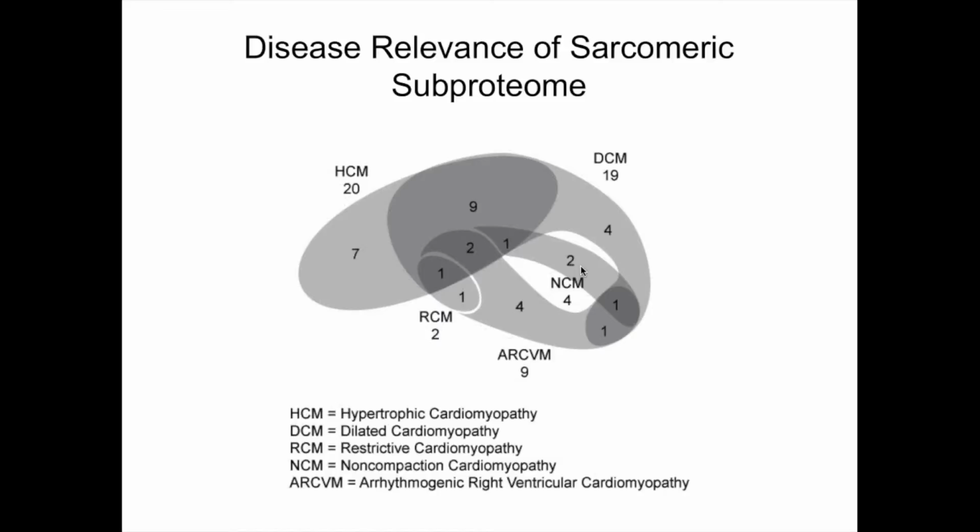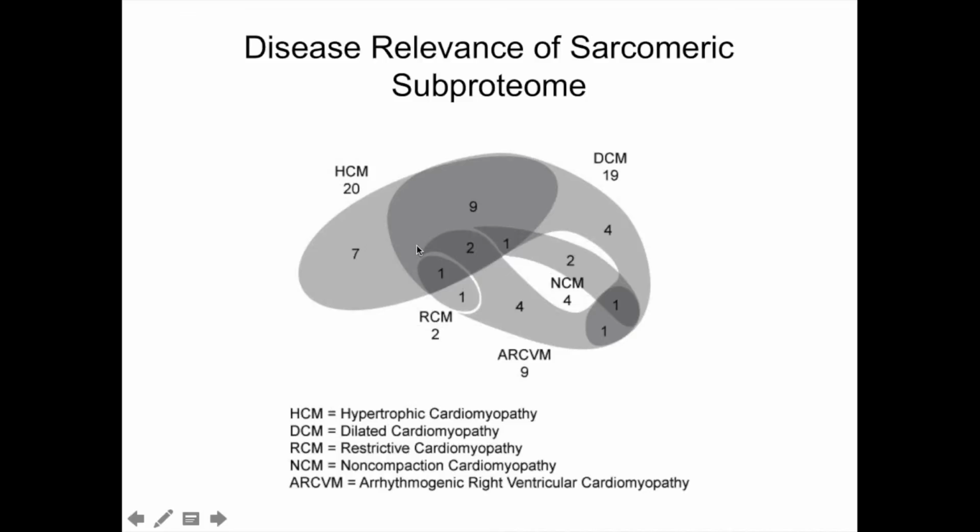She's an undergrad student in our lab. Actually, I should say a very highly talented student in our lab. I have no idea how she drew this, but she managed to. This shows overlap of sarcomeric proteins that house mutations in various familial cardiomyopathies.